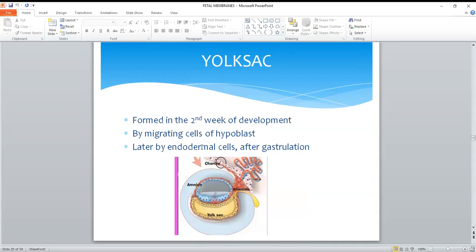The yolk sac is formed in the second week of development by the migrating cells of the hypoblast. We'll go back to where we had the epiblast and the hypoblast. So this is the hypoblast; the cells migrate this way, see, they migrate this way. That's basically the formation of the yolk sac, from migrating cells of the hypoblast.